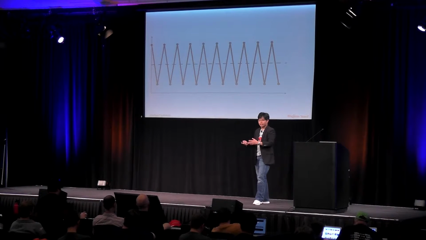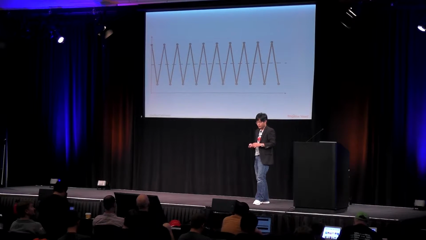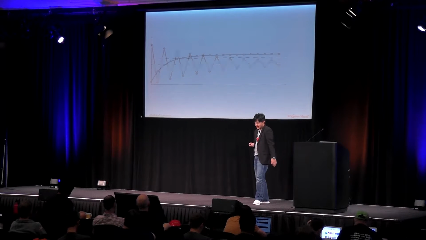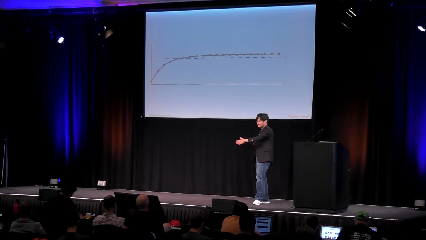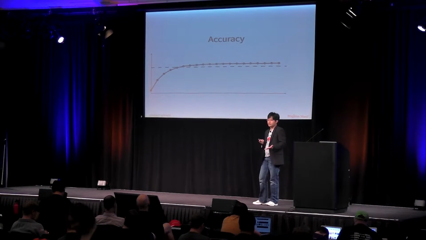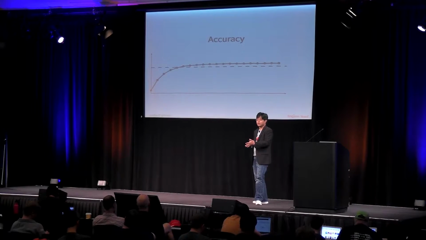And then you have oscillatory behavior as well, where it just doesn't settle. You keep adding and subtracting instances. So what you want is something that settles down. This is one that over-provisions and under-provisions instances, and then here you have a nice system that settles over time. And then you're also concerned about the accuracy of your system, like how far you are from your target utilization, in the case of autoscaling.